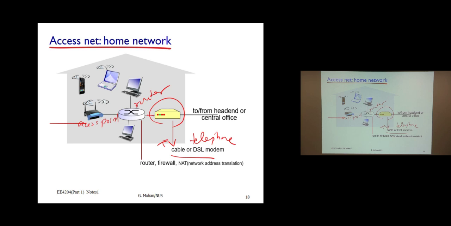This is the wireless access point, and this router has a number of ports. Ports means, let's say, LAN ports. Usually these ports are Ethernet based. As I was telling, wired connectivity is a bit faster compared to wireless connectivity.